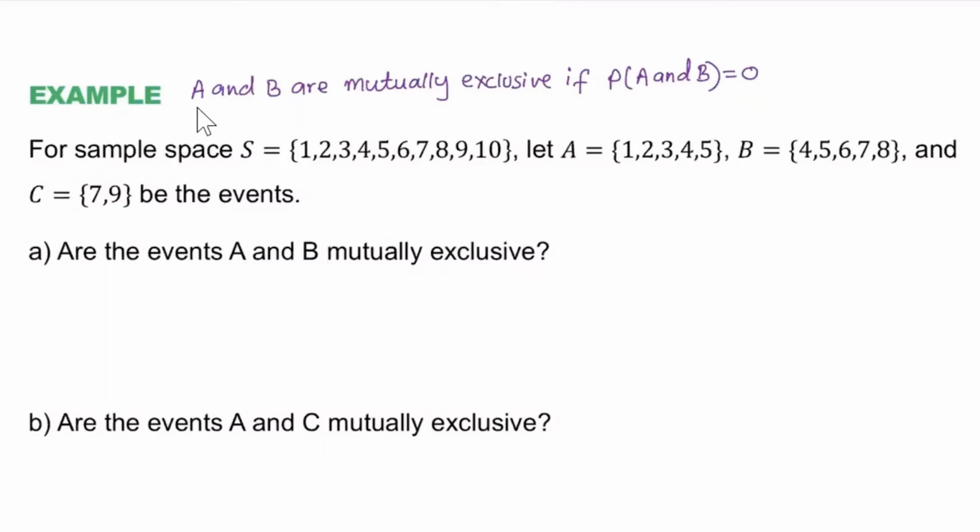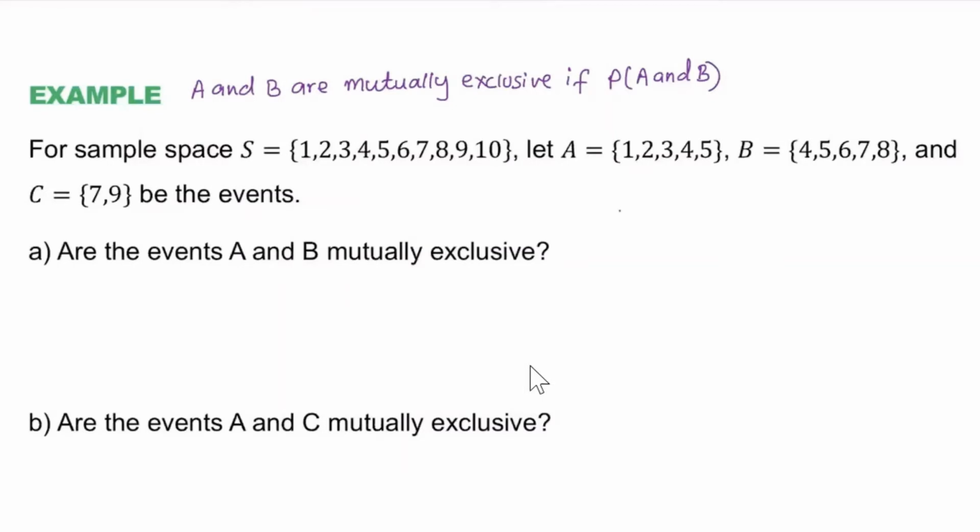We say that two events A and B are mutually exclusive if probability of A and B is 0. And for this example, they have given the sample space S. So the sample space is given. They have given the events A, B, and C. If you want, you can represent this using a Venn diagram.